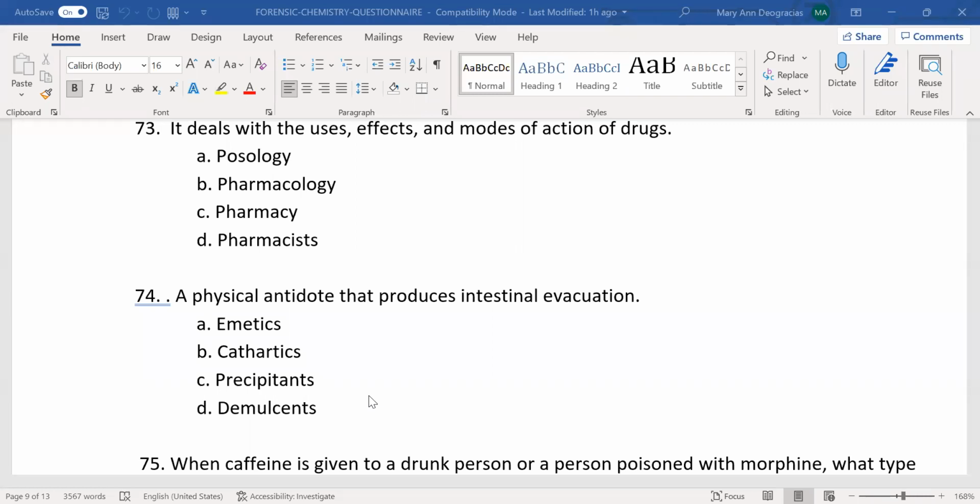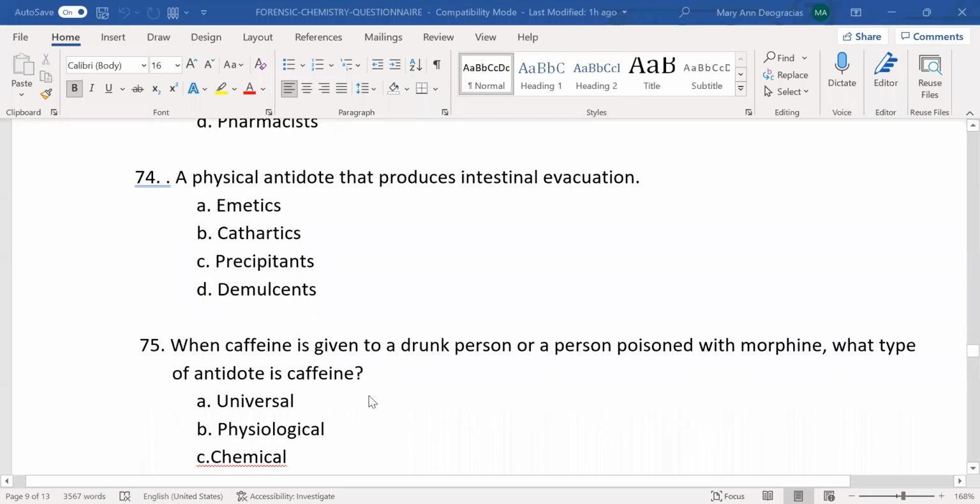Emetics is, ano tawag dito? This is a vomiting, ang emetics. Induced vomiting, ang emetics. Cathartics, intestinal evacuation. Ayan naman yung keyword nyo, intestinal evacuation.